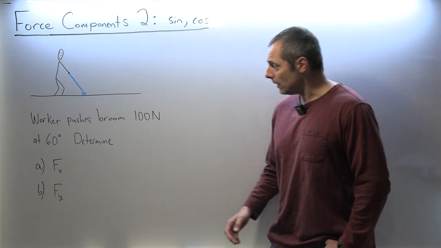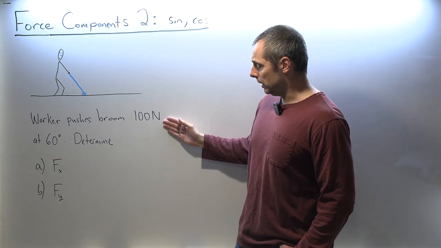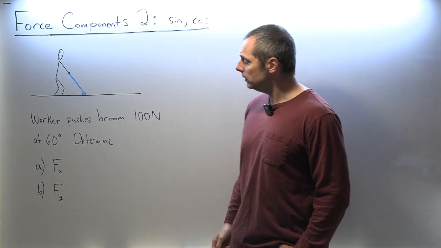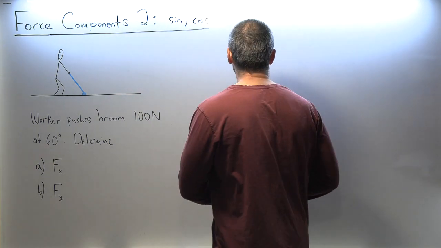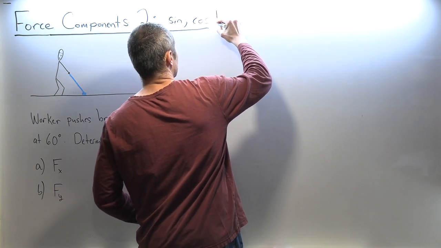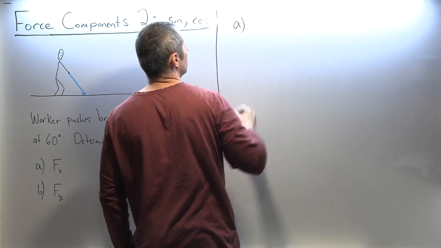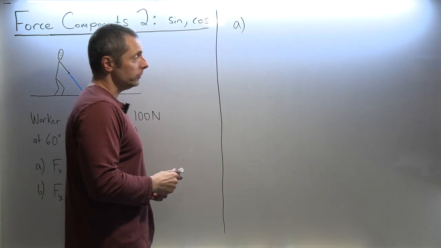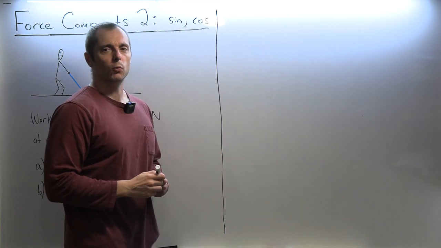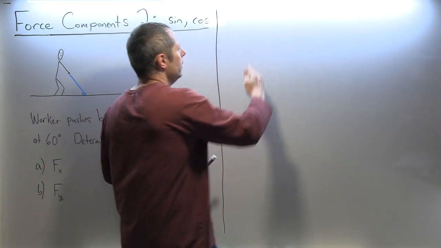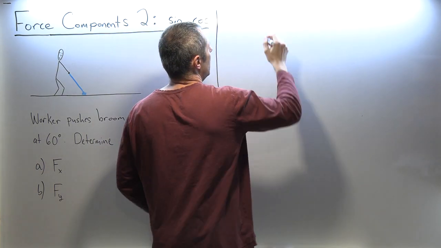Okay, so we have a situation like I just did here, a worker pushing a broom with 100 newtons at 60 degrees to the horizontal, and we're to determine the x and the y components. So what we do is, once again, we draw the force. We draw the force roughly to scale. So 45 degrees looks like this. 60 degrees has to be a little bit steeper, so maybe like this.